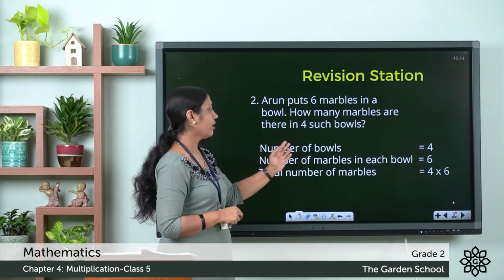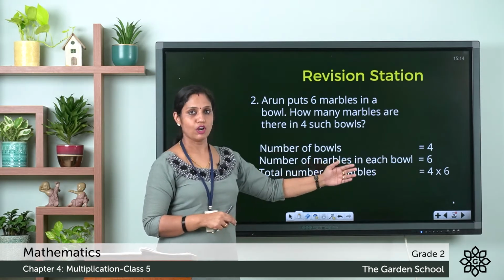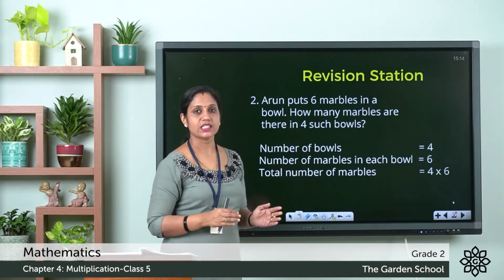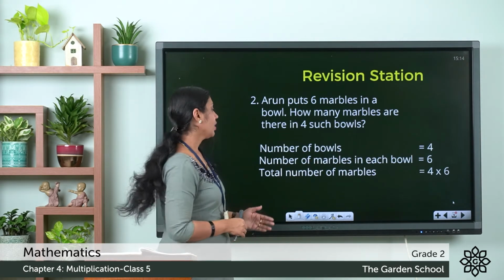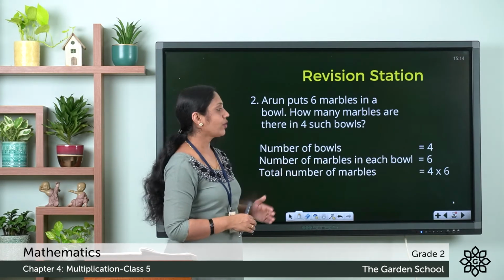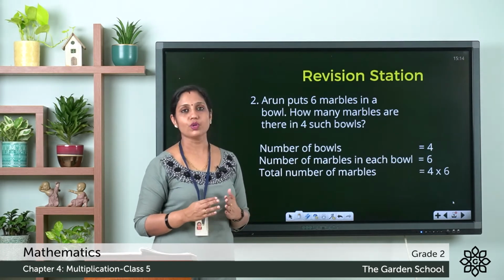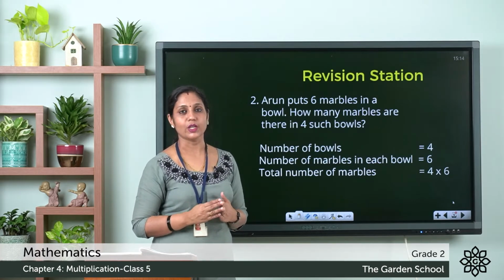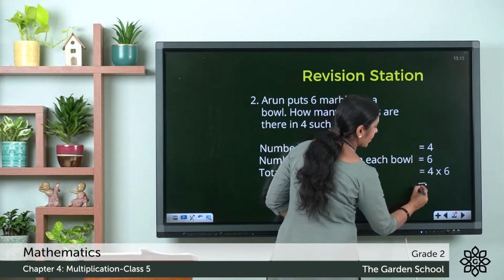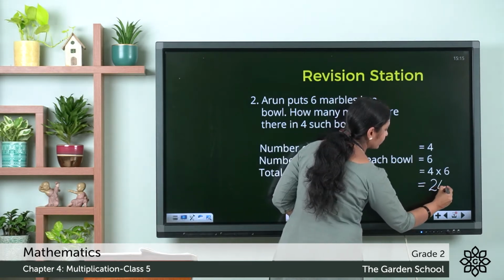We can write number of bowls is equal to 4. Number of marbles in each bowl is equal to 6. We need to find out the total number of marbles, that is 4 into 6. So how much are 4 sixes? And you know it is 24. So let's write 24 here. So 4 sixes are 24.